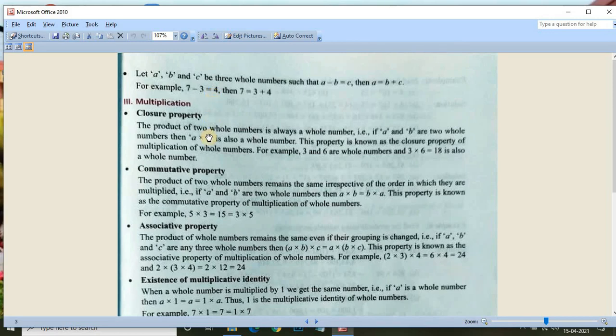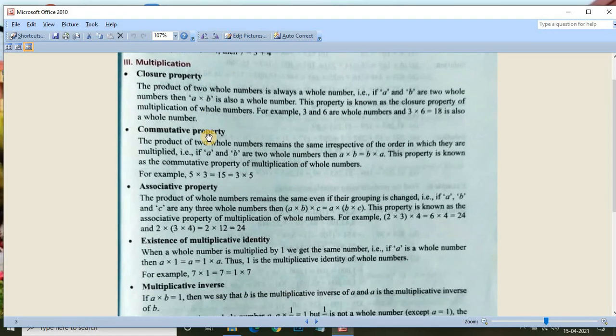Now come to the next one, that is multiplication. It also has the closure property. The product of two whole numbers is always a whole number. For example, 3 and 6 are whole numbers, and 3 into 6 equals 18, so 18 is also a whole number. So it is similar to addition.